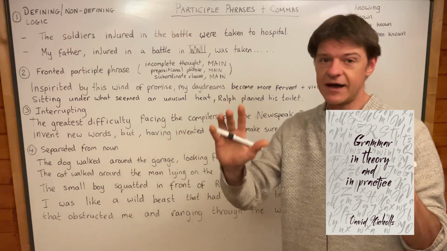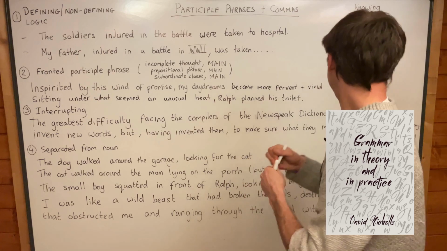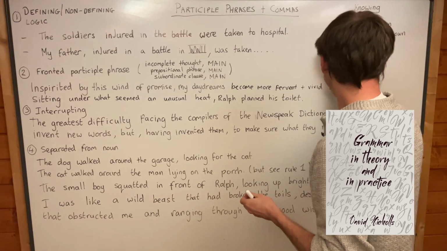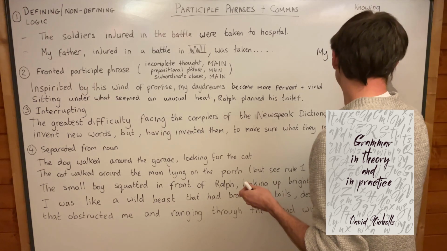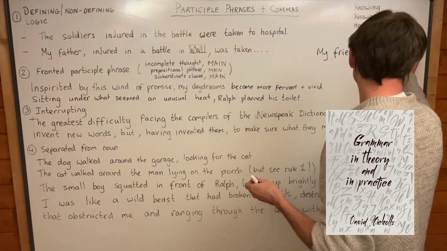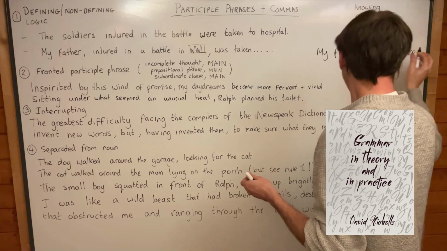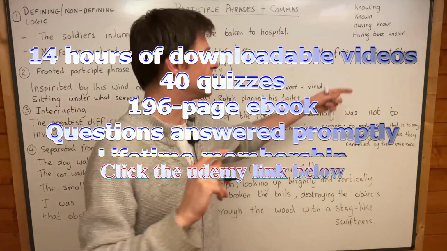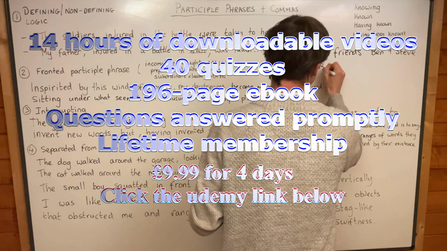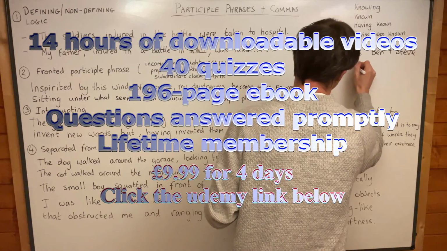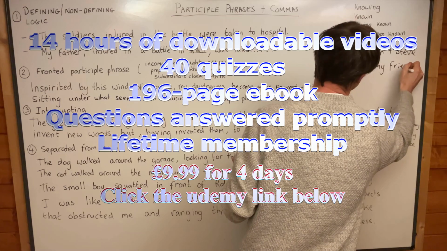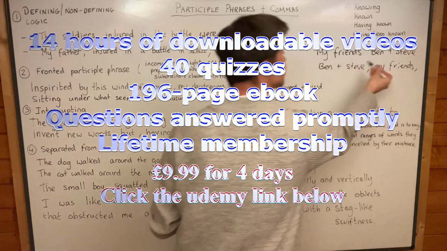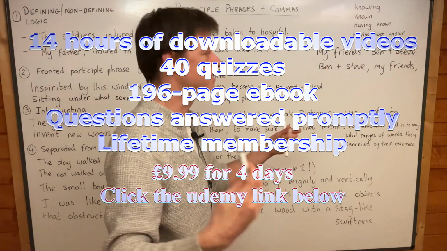When you've got two noun phrases next to each other, for example, my friends Ben and Steve, yeah? Here I am defining which friends, so I don't use a comma. Yeah, my friends Ben and Steve. I'm defining which friends here, so no comma. But if I start with Ben and Steve, my friends, yeah, that's non-essential information in the sense that it doesn't define which Ben and Steve.